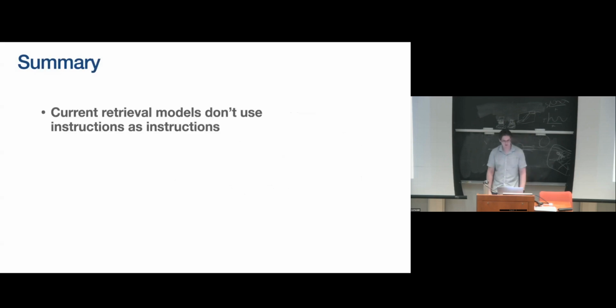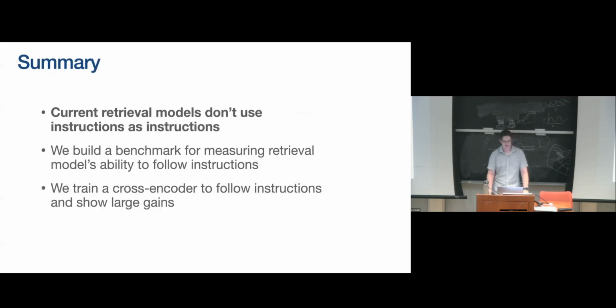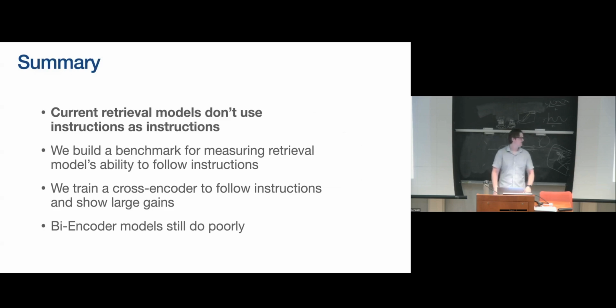What I'm going to show next is a bi-encoder. But as a summary, current retrieval models just don't use instructions as instructions. They use them as keywords. We built this benchmark based off of TREC to measure their ability to follow instructions. Then we trained this cross-encoder, which showed some large gains in instruction following. Bi-encoder models still do poorly, and that really irked me because you want to use a retriever as a really large thing. We want it to work across millions and billions of documents, and so that's my next project.